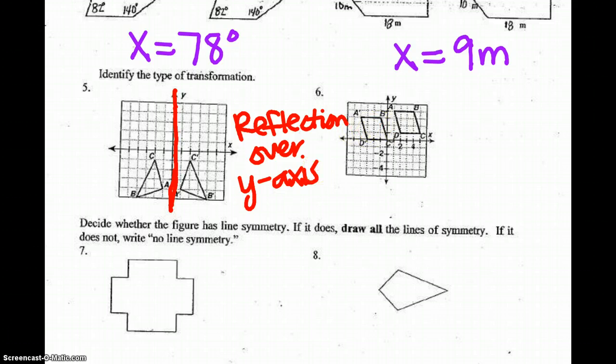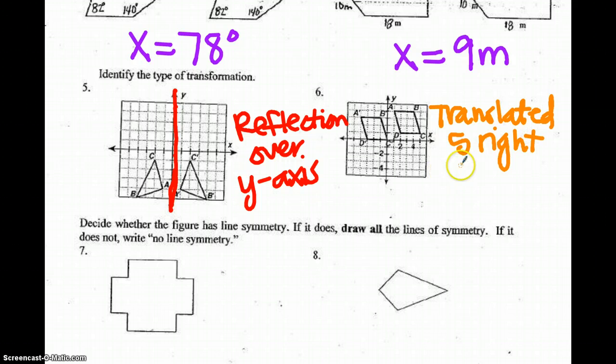And number 6, I can see that it has been slid. It has been slid 1, 2, 3, 4, 5 units right and 1 unit up. So this has been translated 5 right and 1 up. So each point has been translated 5 and up 1.